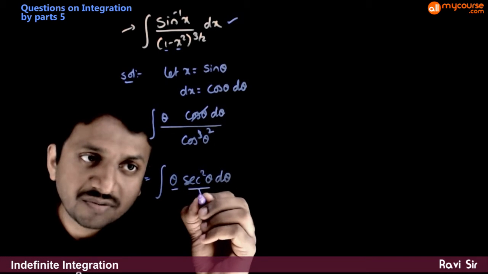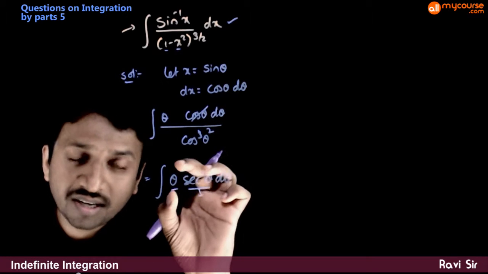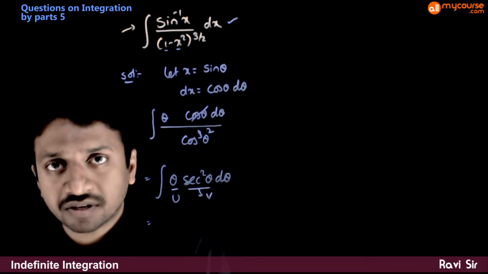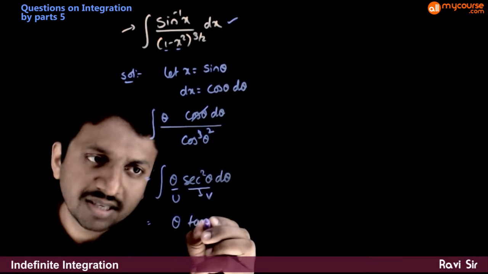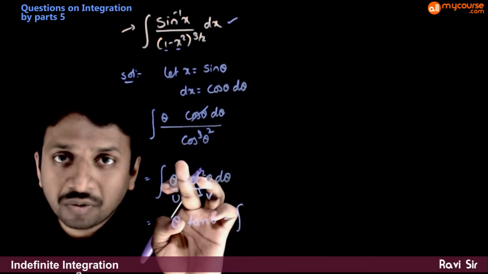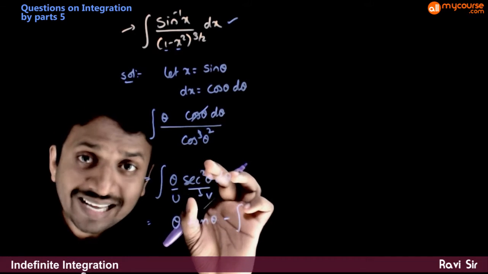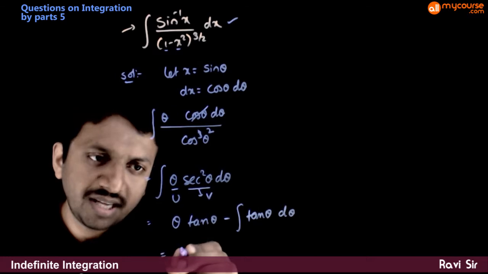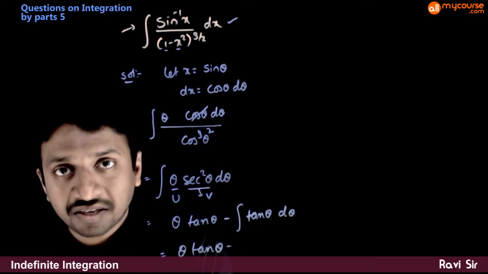As you can see, this function is quite easily integrable. This is secant square theta and theta. Let me take theta as the first function and secant square theta as the second function. So u integral v, integral of secant square theta is tan theta. U integral v minus integral of du by d theta, that is differentiation of theta is 1, into integration of this, that is tan theta d theta, that is equal to theta tan theta minus integration of tan theta.